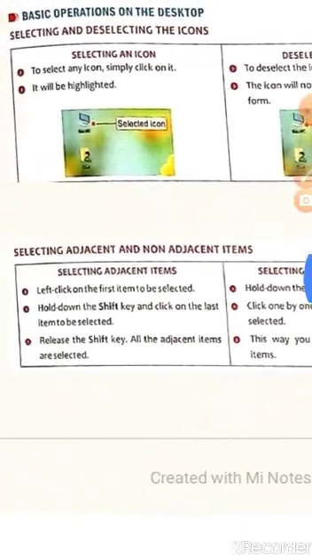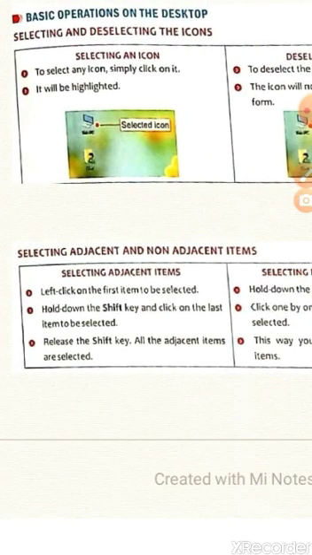Now we come to the next topic, that is selecting adjacent and non-adjacent items. What are adjacent and non-adjacent items? It means if you want to select 3 or 4 items together which are there on the desktop. Instead of going one by one, we can select them at the same time. For that, left click on the first item. For example, there are 2 items here. If you can see the picture above, you have to click on the first item to be selected.